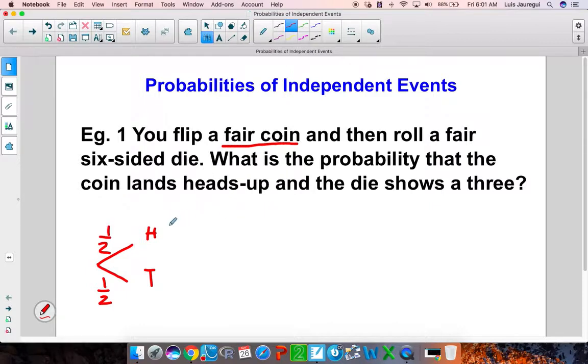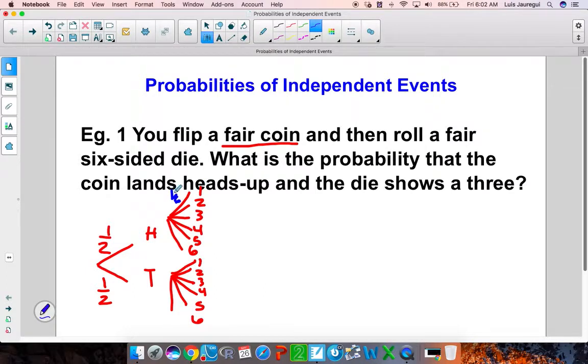Now for the rolling of the die, let me list my outcomes here. I know I have 6 different outcomes. It's a 1, a 2, a 3, a 4, 5, or 6. That is possible if you get heads on the coin, but if you were to get tails, those are the same outcomes here. You could get 1 through 6 when it comes to the die. Now, the probability of each one of these outcomes occurring in the rolling of the die is 1/6. So I can get a 1 with 1/6 probability. I can get a 6 with 1/6 probability, and so forth.